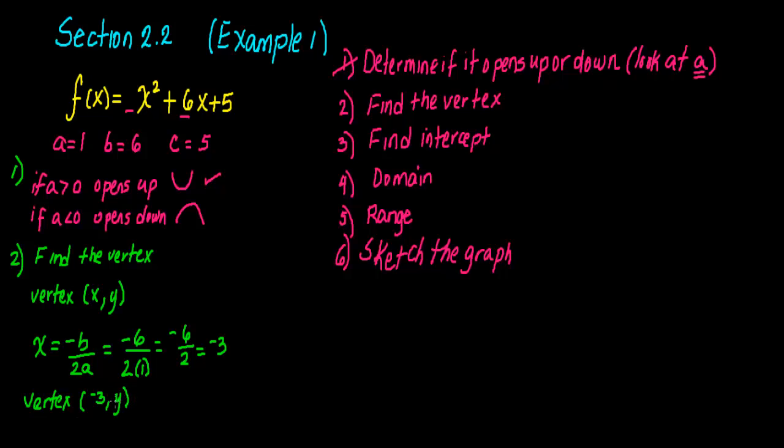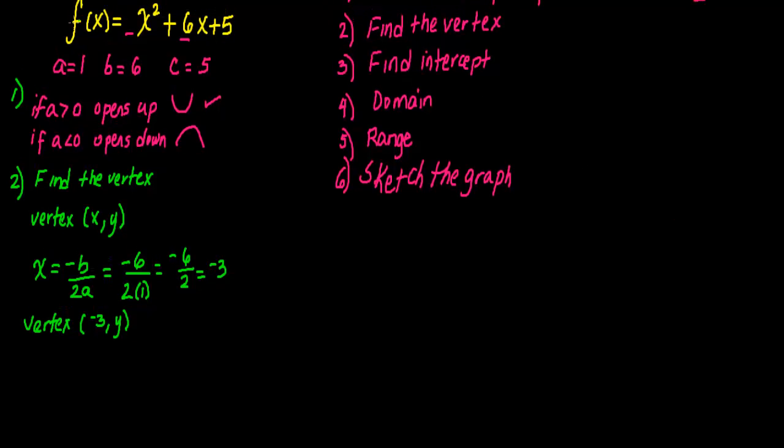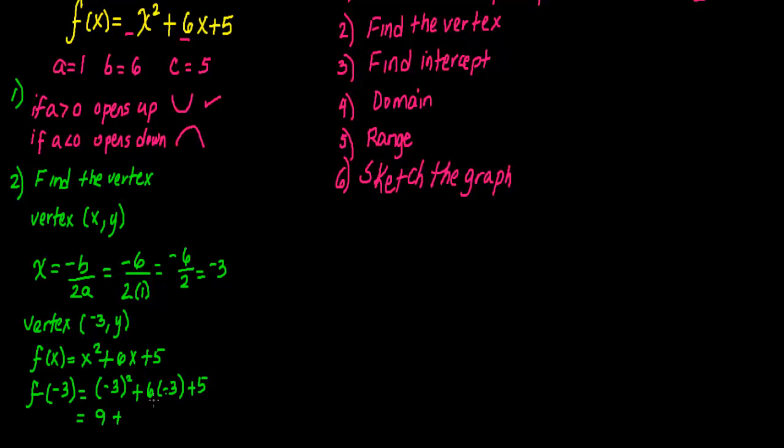So far, for my vertex, I have found the x-coordinate of my vertex. I need to find the y-coordinate. To find the y-coordinate, you take your x-coordinate that you just found, and you plug it into the original function, which is right here. So I take f of x, the original function, x squared plus 6x plus 5, and I evaluate it when x is equal to negative 3, which is the x-coordinate of your vertex. I plug in negative 3 anywhere there's an x. And then I evaluate. Negative 3 squared is 9, plus 6 times negative 3 is negative 18, plus 5. That will equal 9 plus negative 18 is negative 9, and negative 9 plus 5 is equal to negative 4.